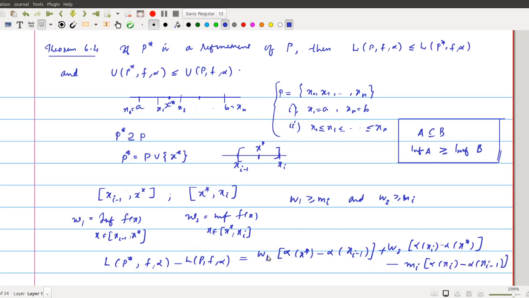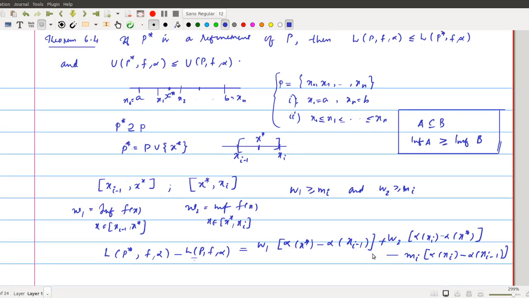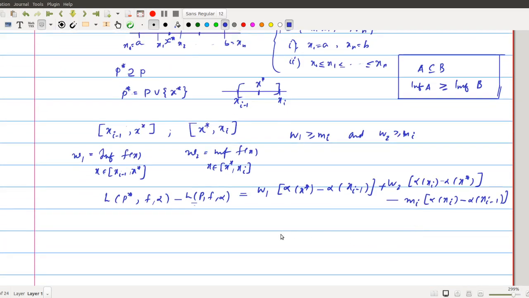In the first lower sum we will have this w1 times this plus w2 times this, and in the second lower sum, this LP f alpha, we have this term. So we cannot cancel these two terms, that's why this is present here; all other terms will cancel each other. So this can be written as w1 minus mi into alpha of x star minus alpha of xi minus 1, plus w2 minus mi into alpha of xi minus alpha of x star.